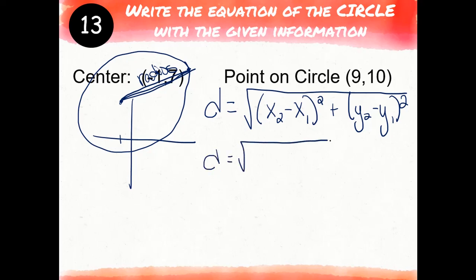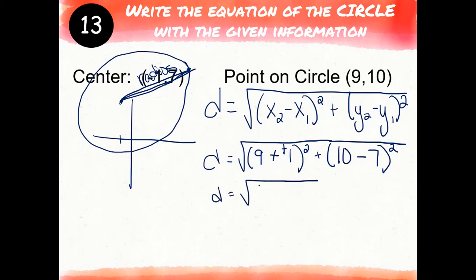So distance, square root, 9 minus a negative 1 squared plus 10 minus 7 squared. Okay, so those are going to turn into a positive. So I'll get a 10 squared there, right? So that'd be 100. 10 minus 7 is 3. Square that, I get 9. So distance is the square root of 109, which doesn't break down to my knowledge. I don't think there's a perfect square in 109.